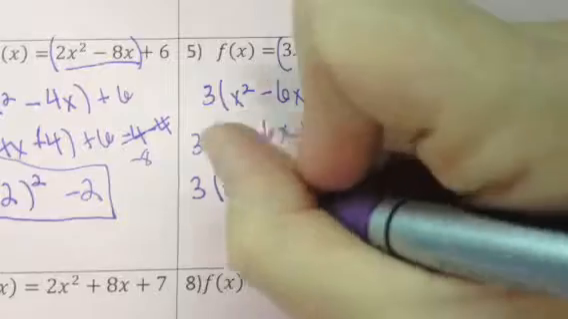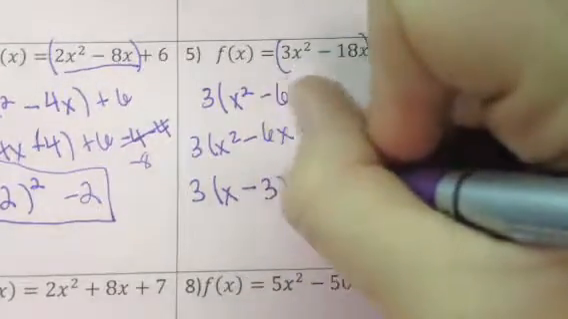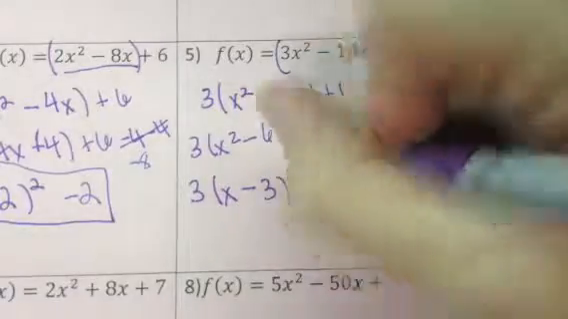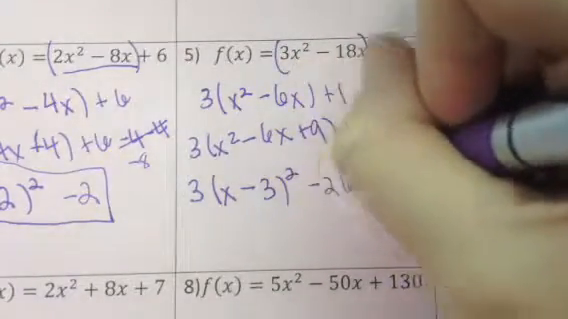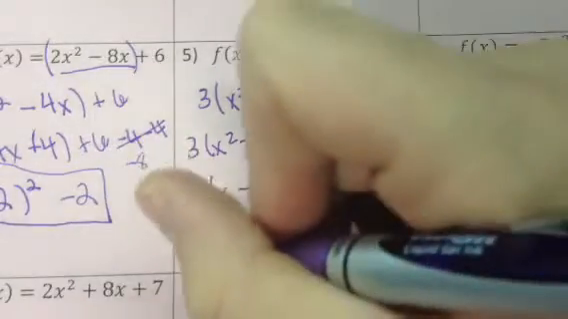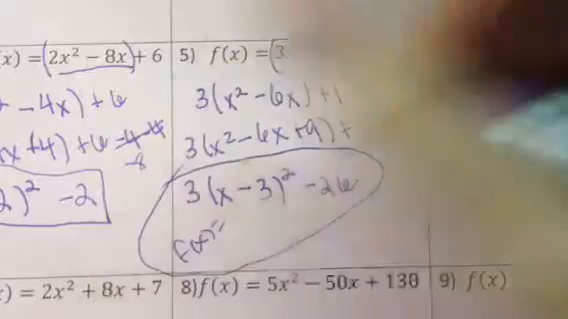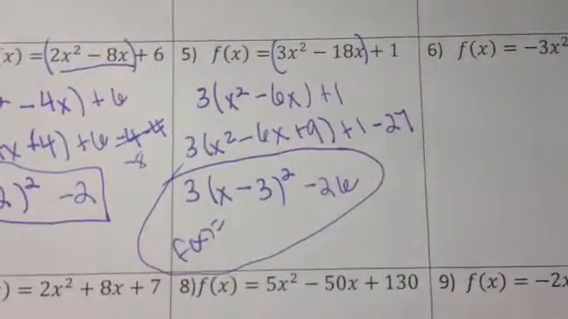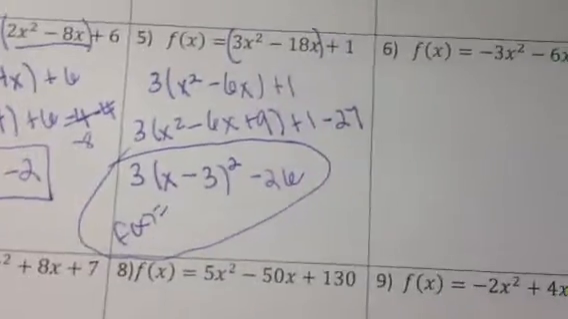So square root of the first term, sign of the second term, square root of the third term, parentheses squared, and then 1 minus 27 is just negative 26. That's my vertex form. All right, let's do two or three more together.